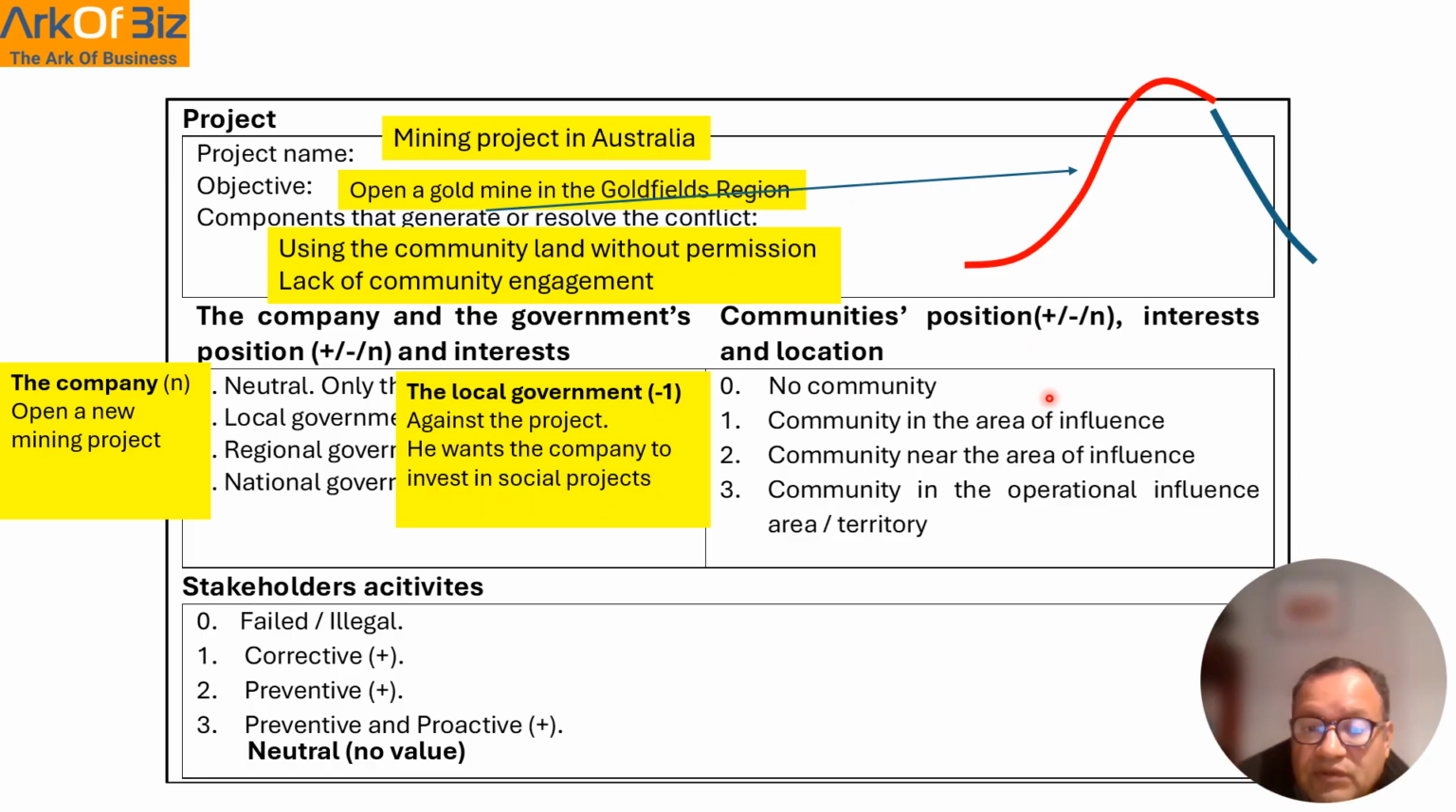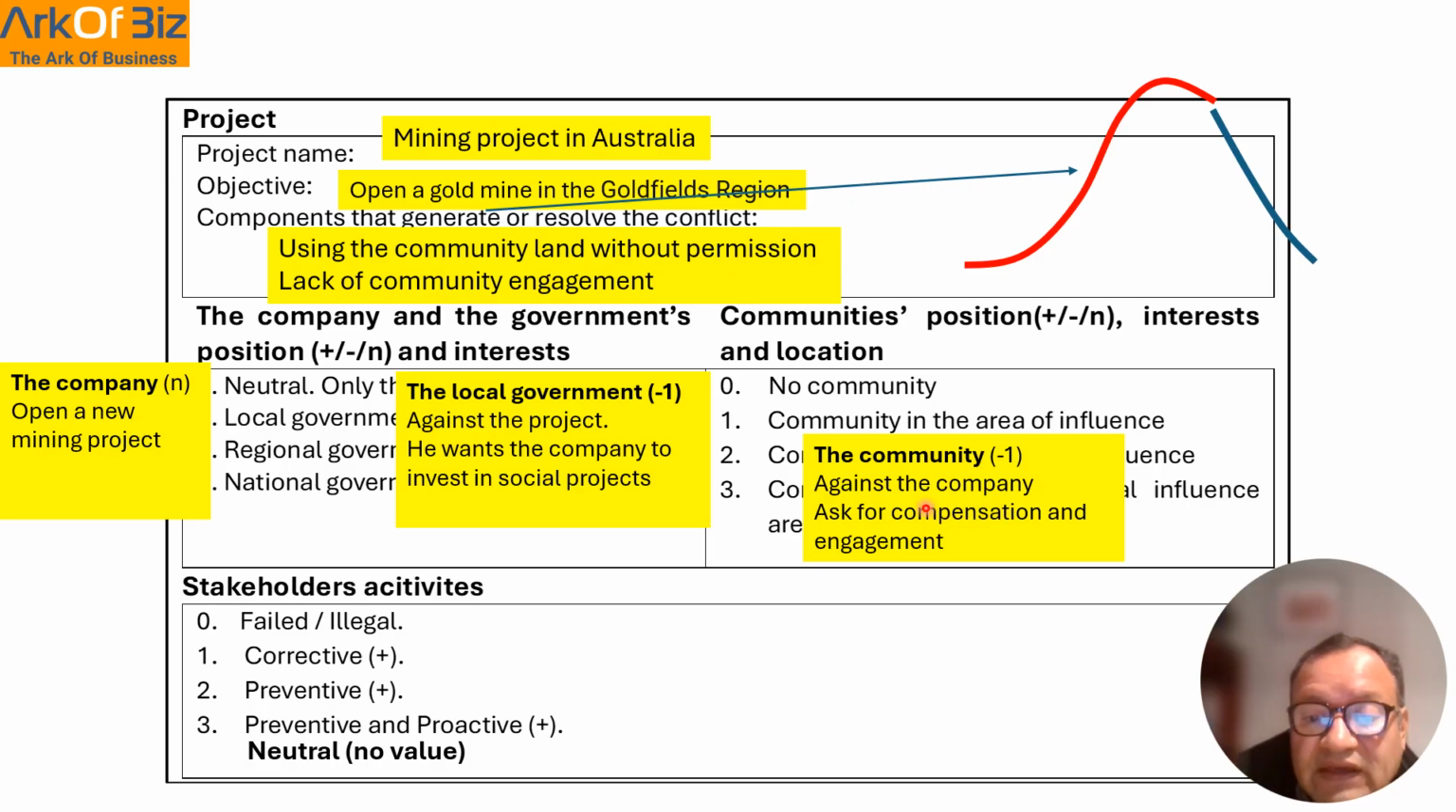Okay, let's go to the community's position, interest, and location. So the first is the community. The community is against the company. The position is negative, it's against the company, but the value is -1 because this community is in the area of influence. So we have -1 for the community. And the interest is the community asks for compensation and better engagement.